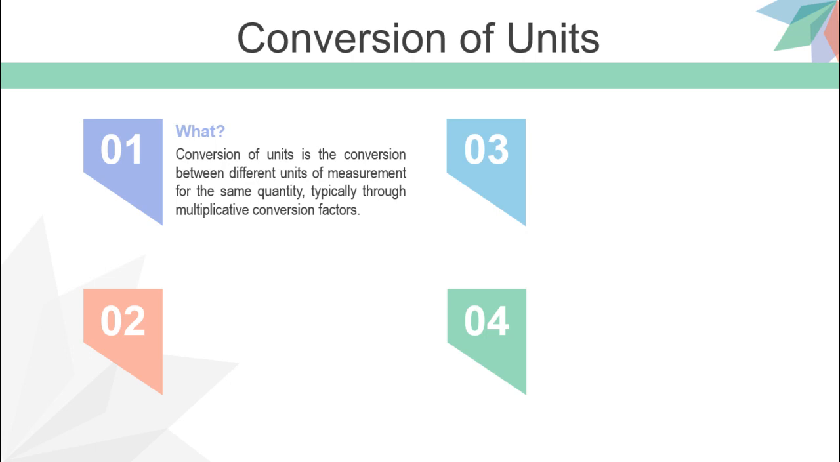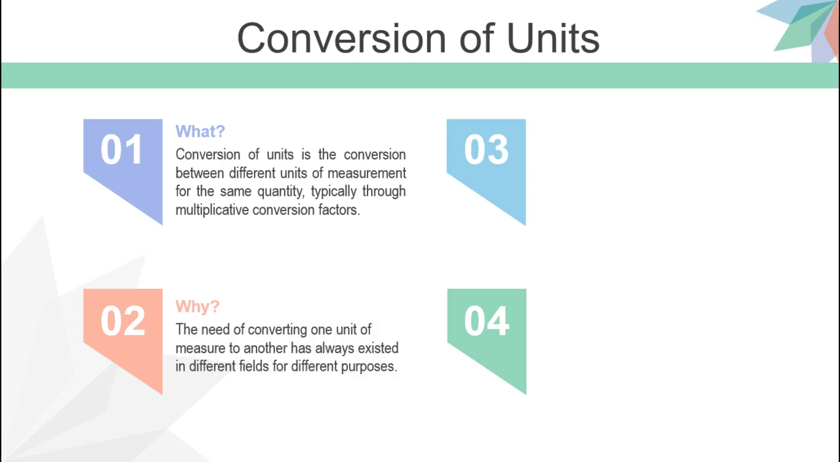So, when we convert them, we say that 1 kilometer is equal to 1,000 meters. They are of the same quantity but expressed in different units. Why is there a need of learning conversion of units? The need of converting one unit of measure to another has always existed in different fields for different purposes. Science is composed of a lot of different aspects, so we can apply conversion of units there.